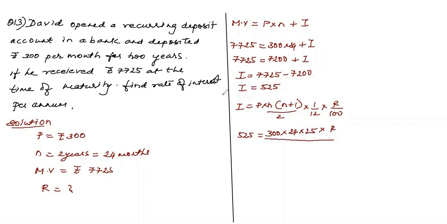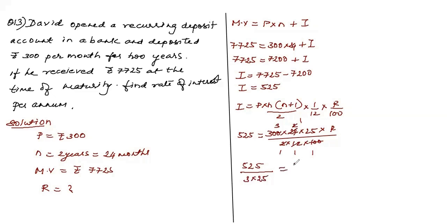The whole thing divided by 2 into 12 into 100. If you want to do any cancellations here, you can do it. 100 threes are, 12 twos are, 2 ones are, 2 ones are. So there you go, 1 1 1 is left. Here what is left? 3 into 25. So 525 divided by 3 into 25 is equal to R.